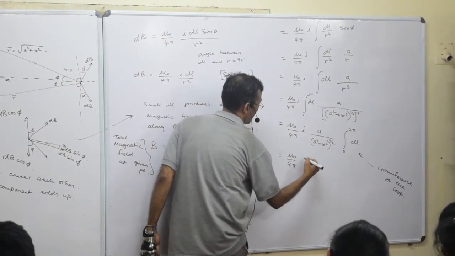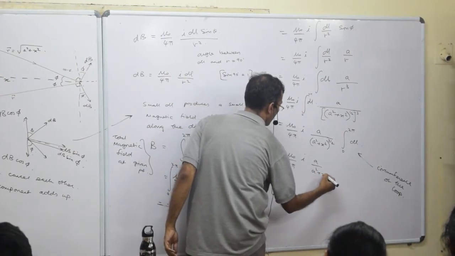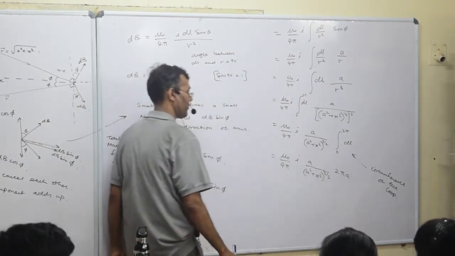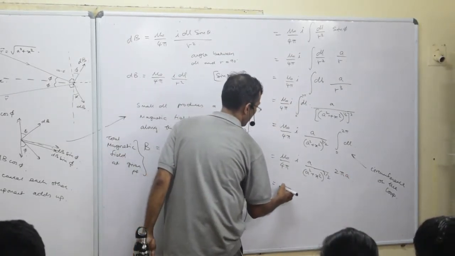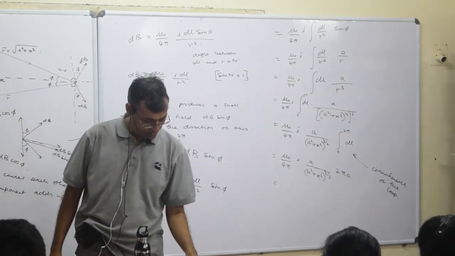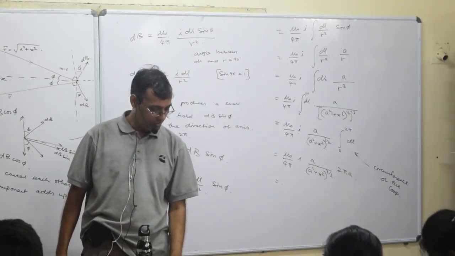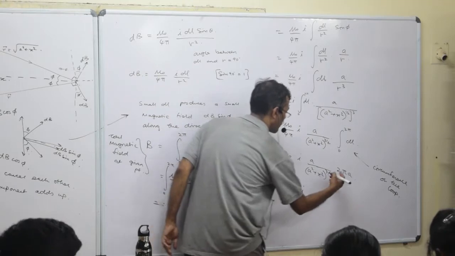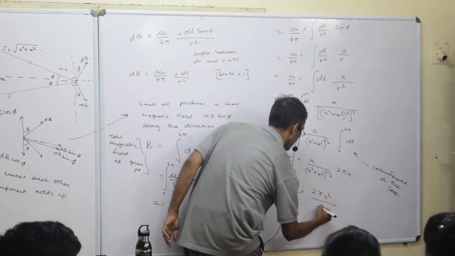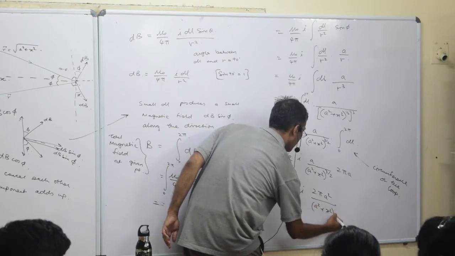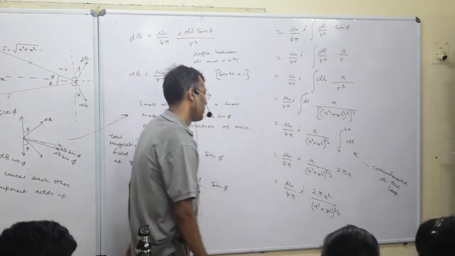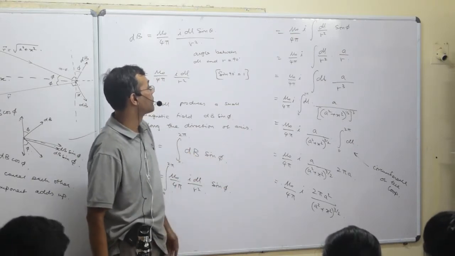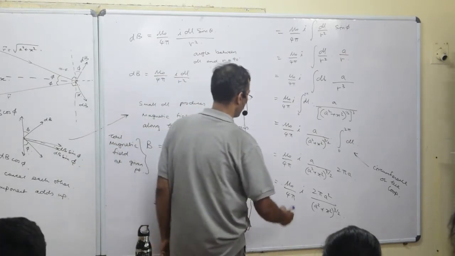So mu naught by 4 pi I a by a squared plus x squared power 3 by 2 times 2 pi a. Simply simplify that, you will get the answer. So you have mu naught by 4 pi I 2 pi a squared divided by a squared plus x squared power 3 by 2. If you want, you can simplify this further, but generally I like to leave it like this. For your exam purpose, you can simplify this.